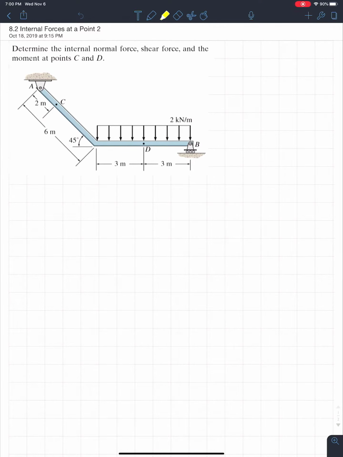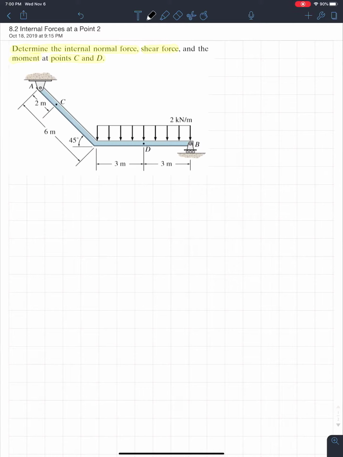Alrighty, so looking at this example, it would like us to determine the internal normal force, shear force, and the moment or bending moment at points C and D. So we're going to do it at 2 points this time instead of just 1 point like we did last time. And as you'll see, the process is exactly the same, but again, it's good to have as much practice as possible. That's the only real way you get good at these, is just practicing.